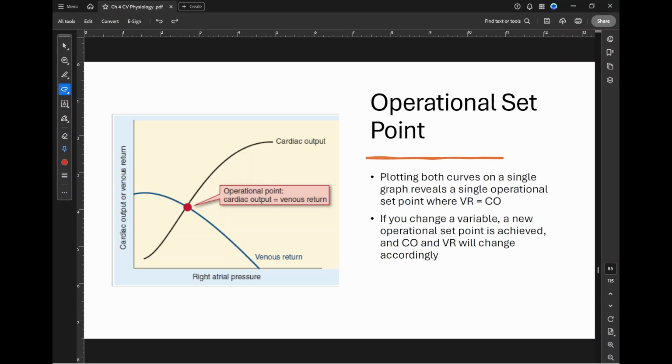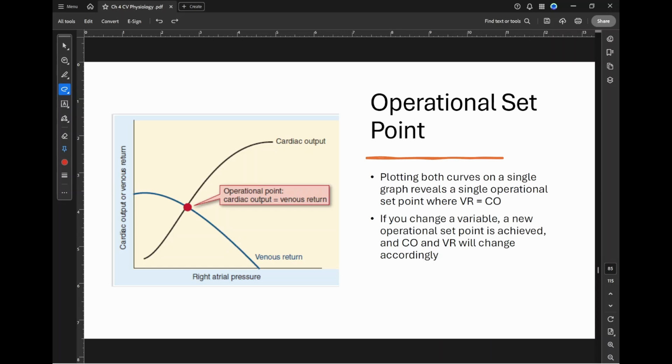what's happening to the volume of blood as you increase right atrial pressure? Increases. We're increasing the pressure, increasing the volume of blood. More blood in the right atrium, cardiac output has to go up too. Make sense? More blood coming back into the heart, more blood leaving the heart, therefore the contractility is going to go up as well.